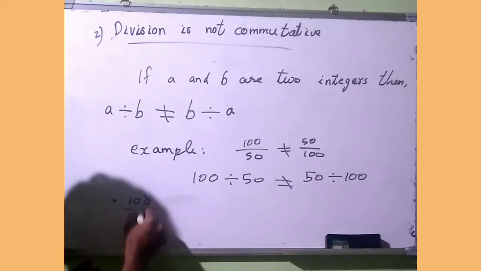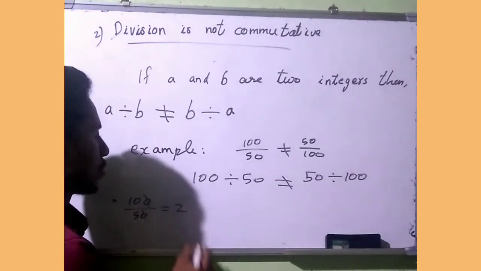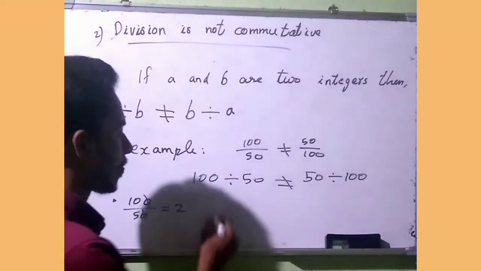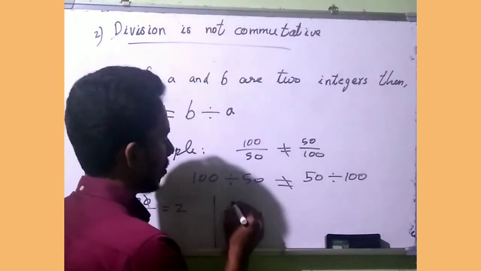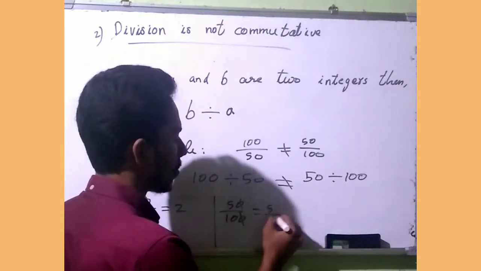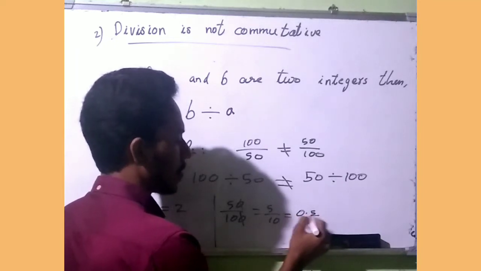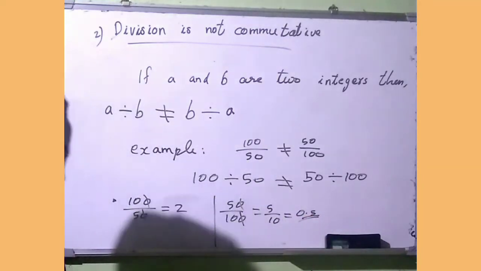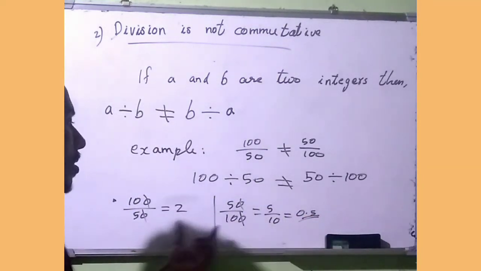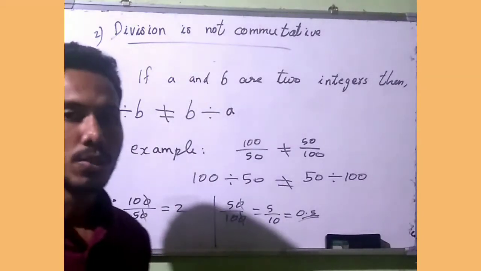The zeros cancel, 10 by 5. The answer is 2. But here, 50 divided by 100, the zeros cancel, 5 by 10 is equal to 1 by 2, which is equal to 0.5. Okay, so these are not equal. That is why division is not commutative.